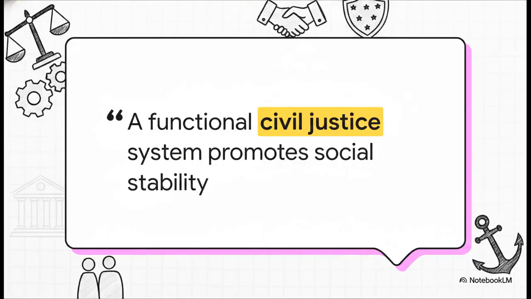I absolutely love this quote because it really zooms out to the big picture. A functional civil justice system promotes social stability, economic growth, protection of rights, and public confidence in the rule of law. Basically, without this structured framework, there's no peaceful settlement of disputes. There's no preventing unlawful conduct. People would literally just take the law into their own hands. So, the procedure you're studying is actually the bedrock of civic order.